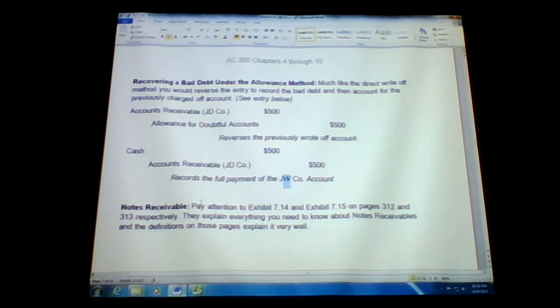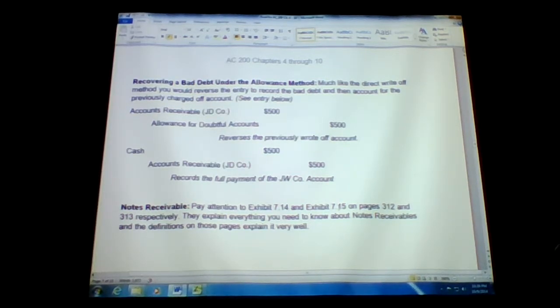Notes receivable. Pay attention to Exhibit 7.14 and Exhibit 7.15 on pages 312 and 313 respectively. They explain everything you need to know about notes receivable, and the definitions on those pages explain it very well. What you're going to find in Exhibit 7.14 is a picture of a promissory note with its interest amount and how much the note receivable is for, in this case $1,000.